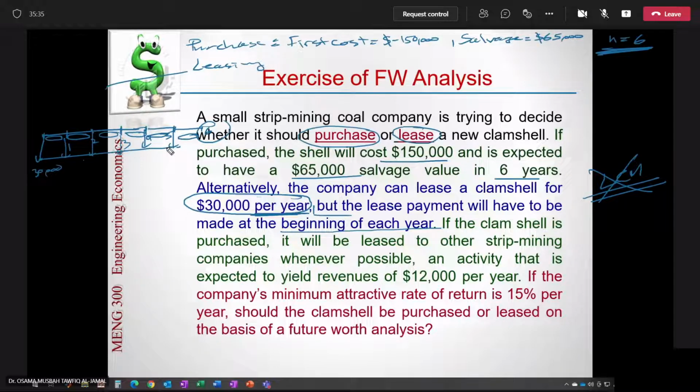Of that 30,000, what about year 6? We don't have any payment in year 6, because the payment is being done at the beginning of the period.